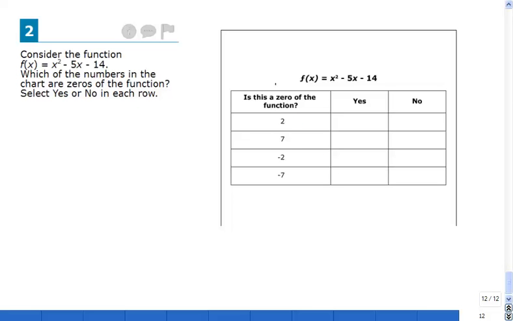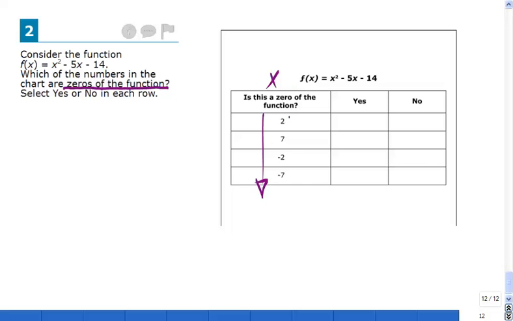And what you have in here is the famous t-table, right? Which basically asks you to see if for all these inputs, which are referring to your x, so this column here is your x, your y is 0, right? Because that's what a zero of the function means. You're looking for what values of your x will make this f of x 0. Okay?